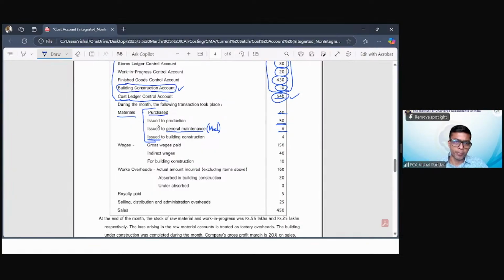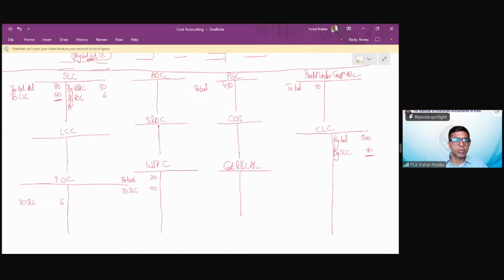Now, this is something new. I've also consumed some material for constructing my building. So obviously this has to be charged to the building account itself. So I will transfer this to my building construction account. And building construction will get this material, so debit. So understand this. Since I'm making my own building, for constructing the building, I will require some material like cement, steel, whatever. And that I am also transferring to that building under construction account.